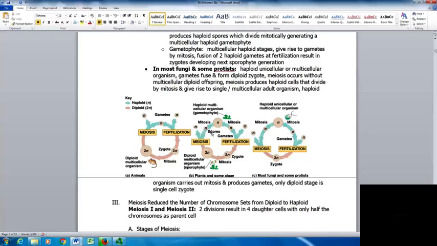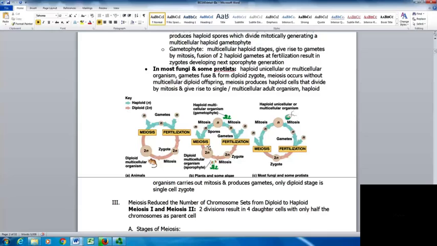two haploid cells. Those haploid cells in this gametophyte generation can undergo mitoses to become multicellular organisms. Then those gametes can undergo fertilization and fuse together to make a zygote. That zygote can also undergo mitoses to become a diploid multicellular organism in the sporophyte generation.